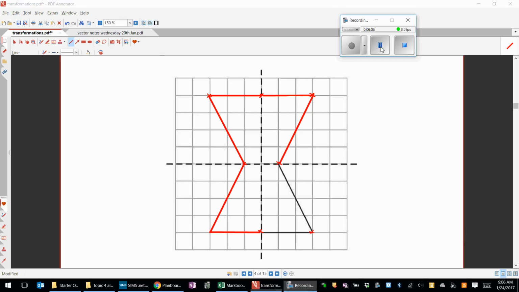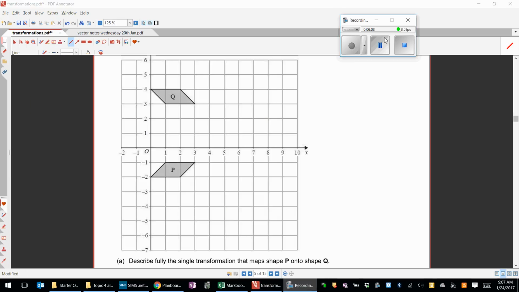Okay, so we're still talking transformations, but it's not reflection in terms of lines of symmetry now, because we've got two separate shapes. It says describe fully, and that's very important there. The single transformation, okay, therefore if you do it in 2 steps, you'll lose all your marks. So single transformation that maps P onto shape Q.